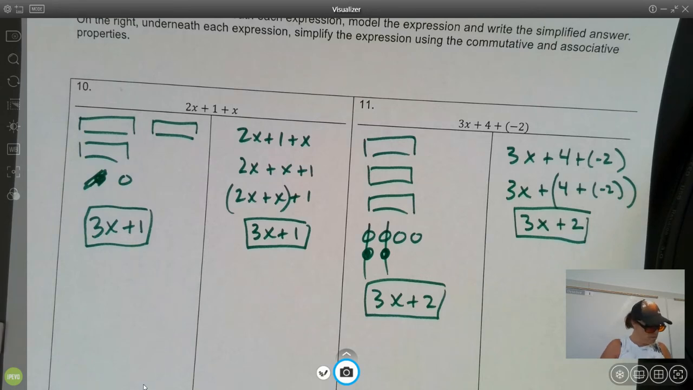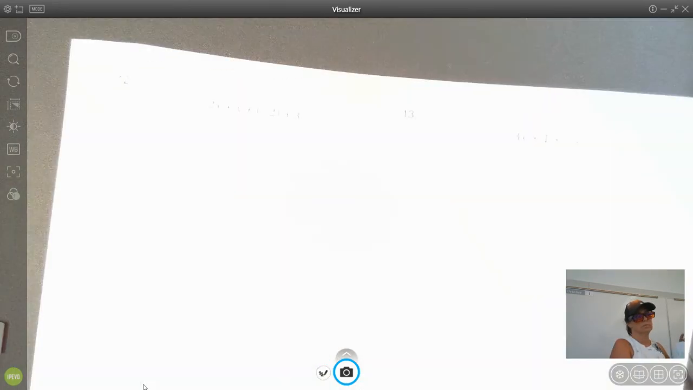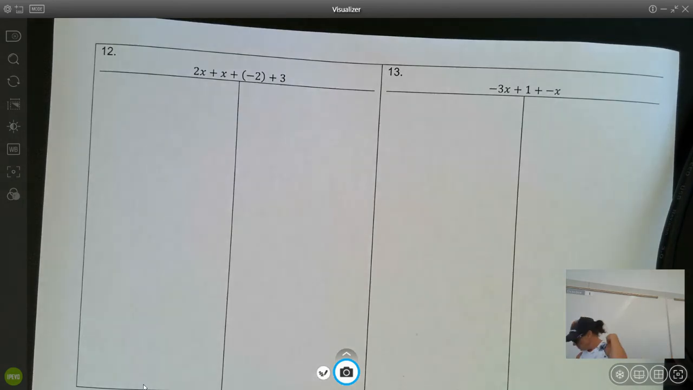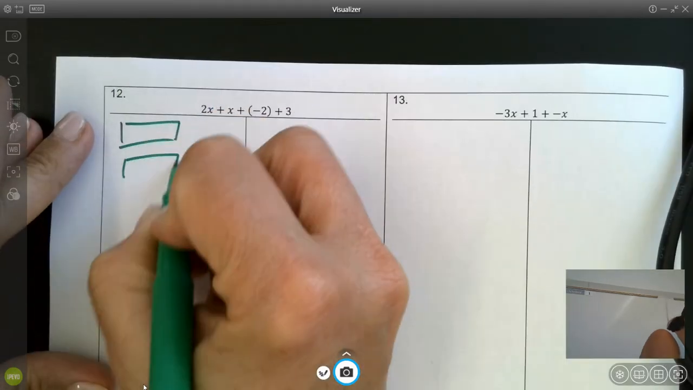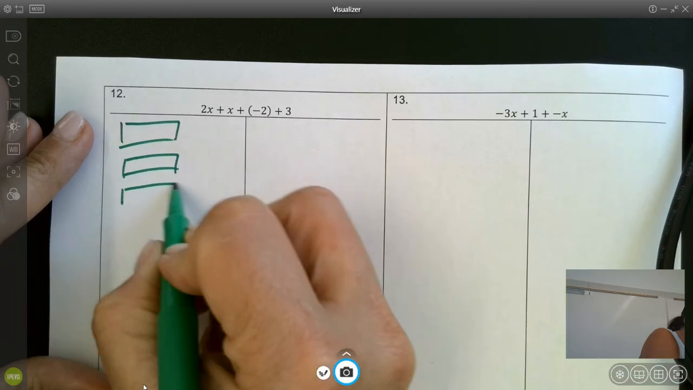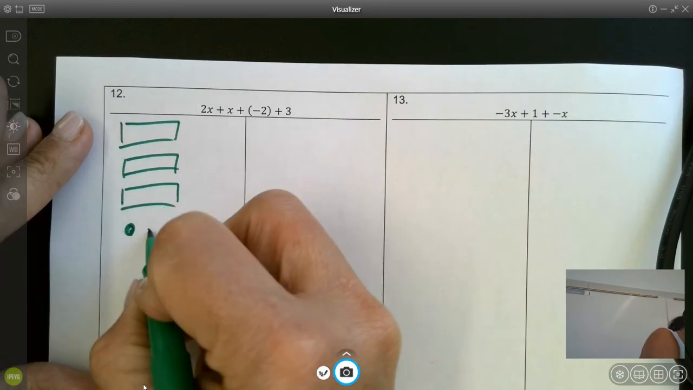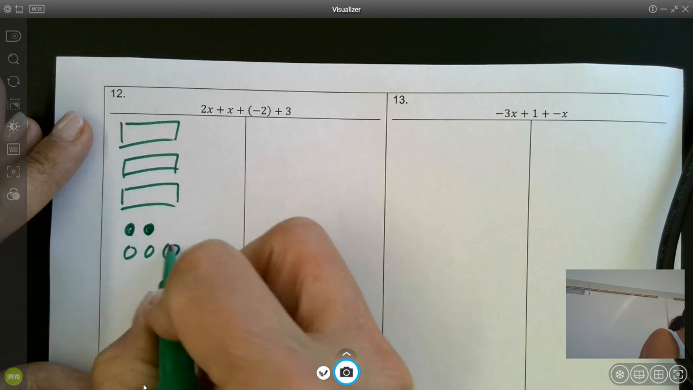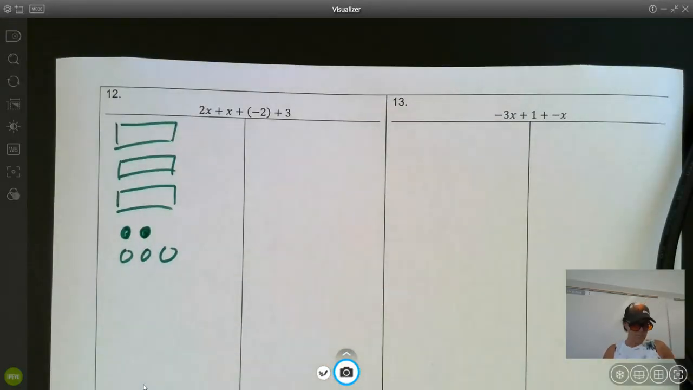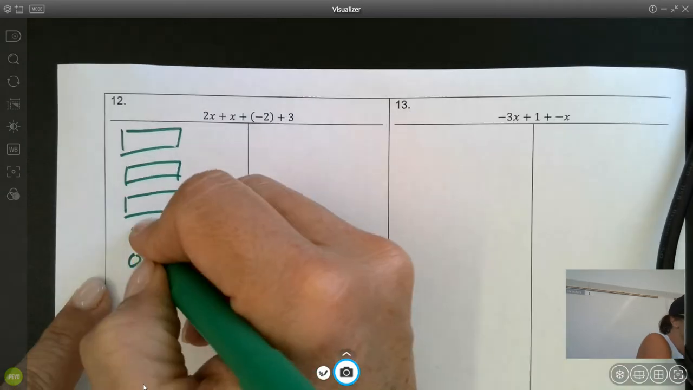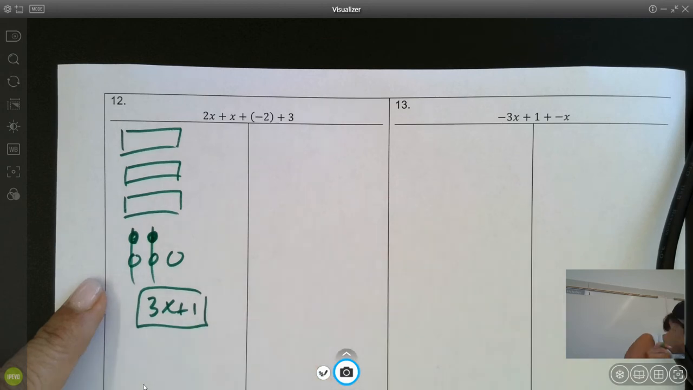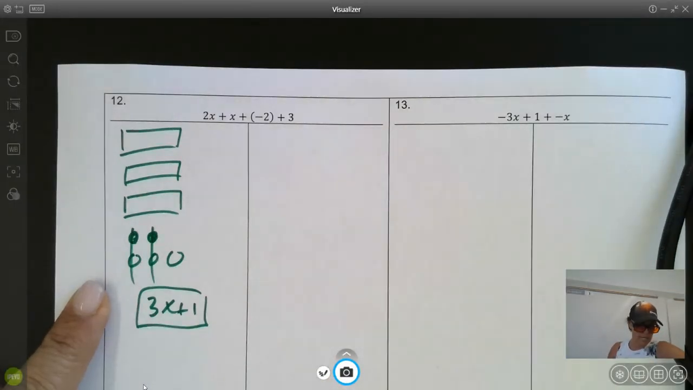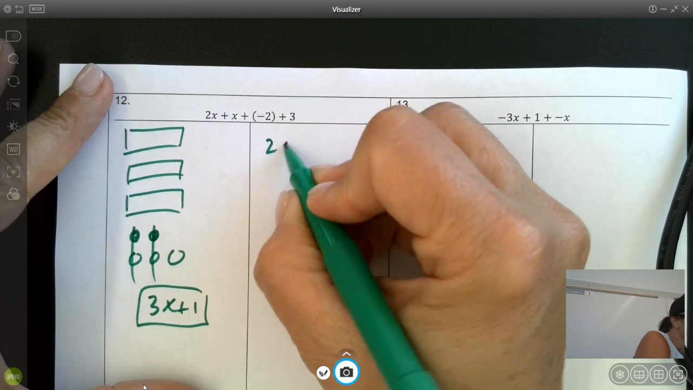Okay, a few more of these. All right, 2x, 2x, another x, 2 negatives, 3 positives. Okay, let's do some 0 pairs and see what's left. 3x plus 1 is my answer. Okay, let's go ahead and rewrite this problem.